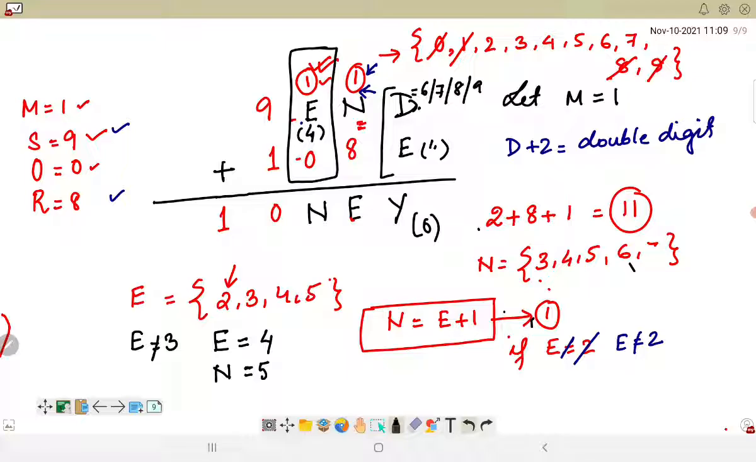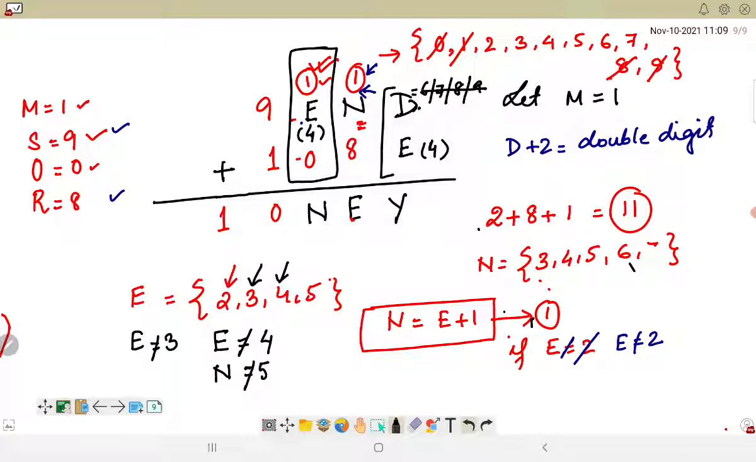So we cannot consider 6, 7, 8 and 9 here at all. Okay, that means if we cannot consider 6, 7, 8 and 9 here, it means that E cannot be equal to 4 and N also cannot be equal to 5. So we have to rule out the possibility.